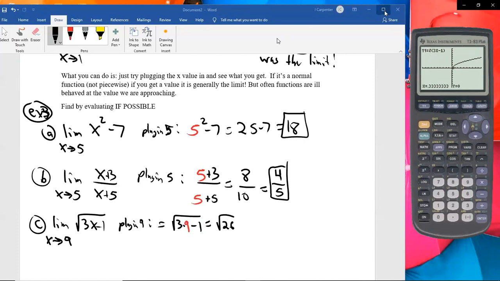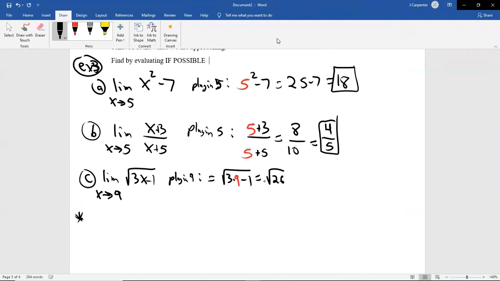So be careful with square root functions. That's what I'm getting at here. Be careful with special classes of functions like square roots. They do not have limits at the boundary where the function starts or where the function doesn't exist.